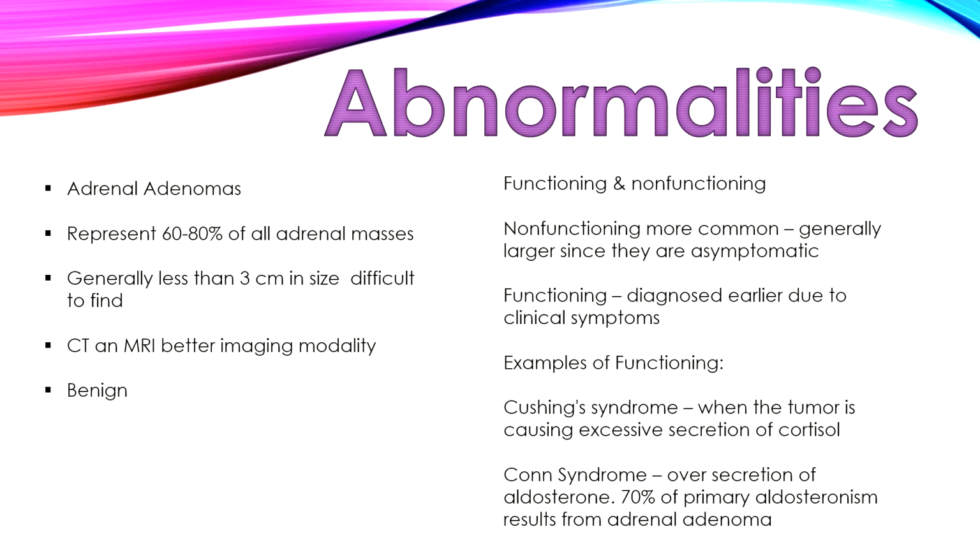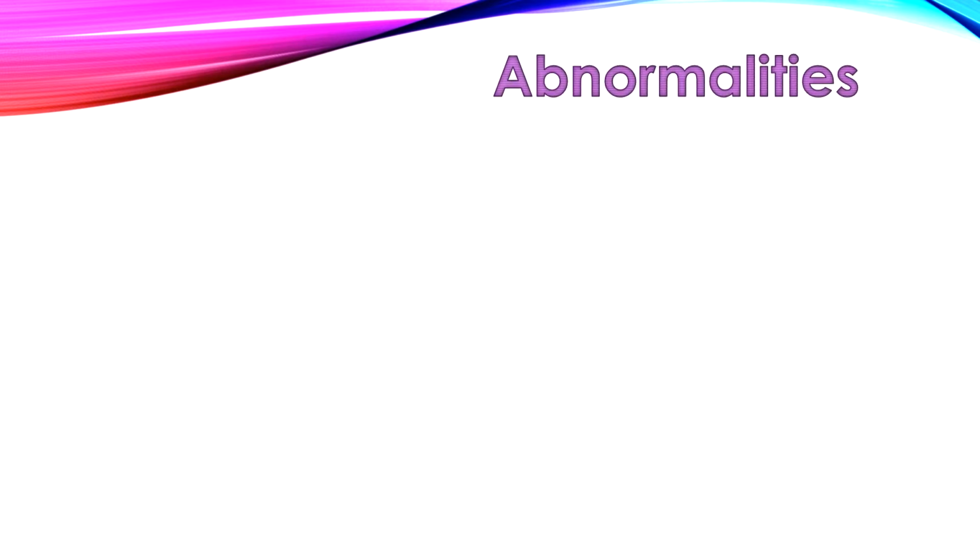The adrenal adenomas represent 60 to 80% of all adrenal masses. They're generally benign. They come in functioning and non-functioning. Some of the examples are Cushing syndrome and Conn syndrome. We also have adrenal cysts, which are uncommon.